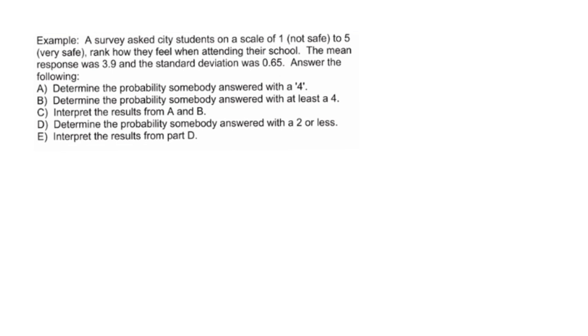So for our next example, we have a survey that asks city kids on a scale of 1 to 5, 1 being not safe and 5 being very safe, rank how they feel about attending their school. The mean response was 3.9. Okay, so that means our mean was equal to 3.9 and the standard deviation was 0.65. Answer the following, okay? Determine the probability that somebody answered with a 4.